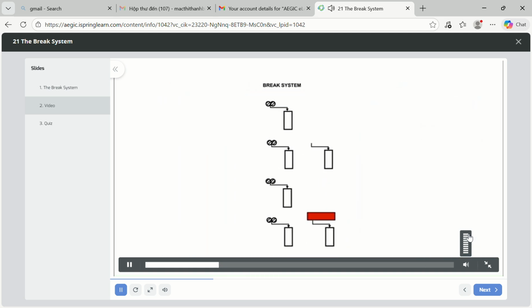Toward the end of the break system, the final cleaning of the bran may be performed by machines called bran finishers instead of roller mills.